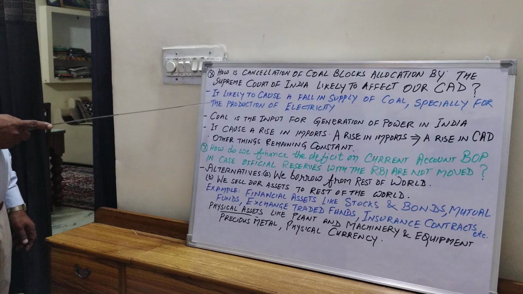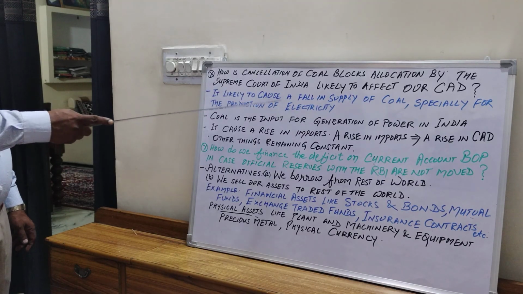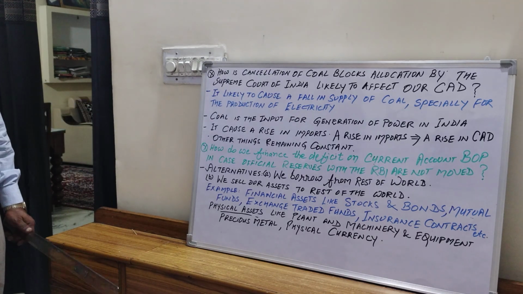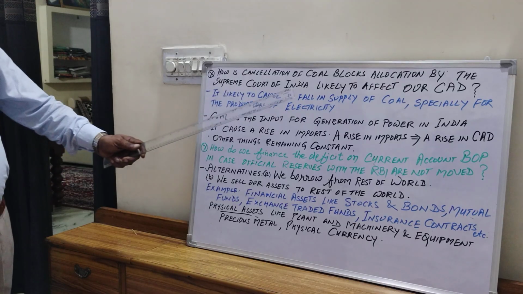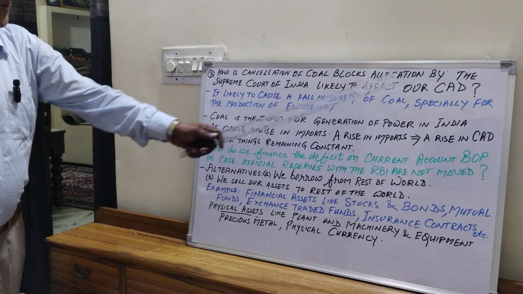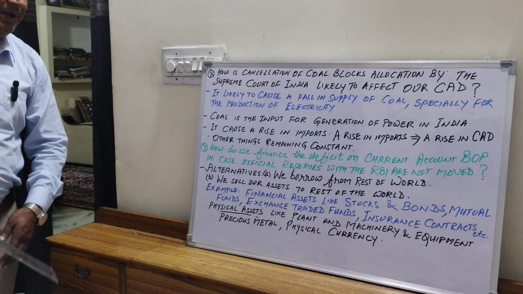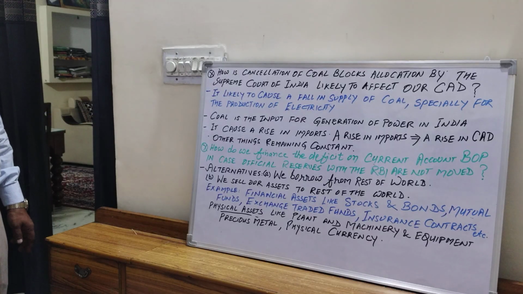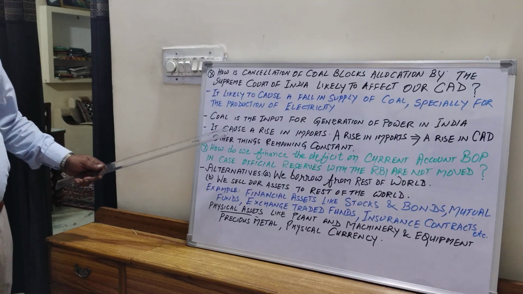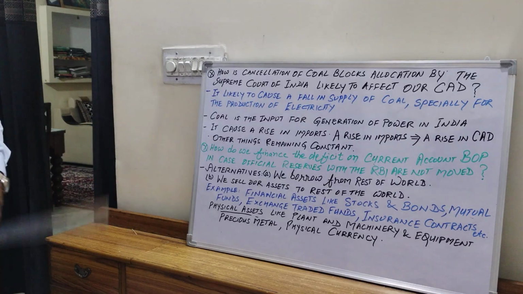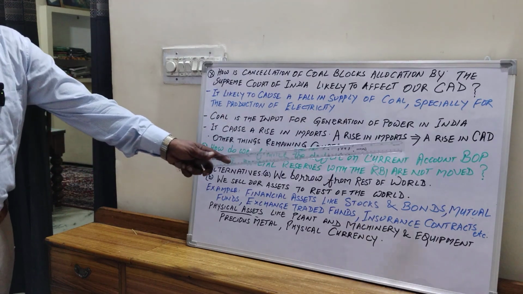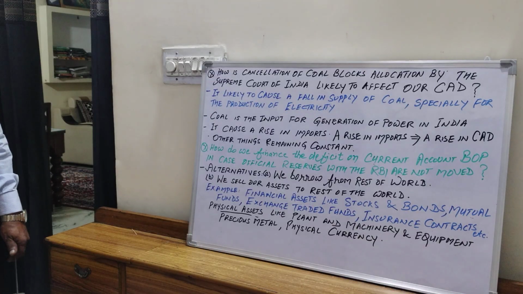Students, very important, it is likely to cause a fall in supply. जब कैंसिलेशन ही कर दी, प्रोडक्शन ही कैंसिलेशन कर दी, तो fall in supply of coal, especially for the production of electricity in India. Coal is the input for generation of power in India, and in many other countries too. It causes a rise in imports. इससे बड़ा इम्पैक्ट क्या पड़ेगा, जब प्रोडक्शन ही बंद होगी, तो imports will be increased. A rise in imports implies a rise in current account deficit.